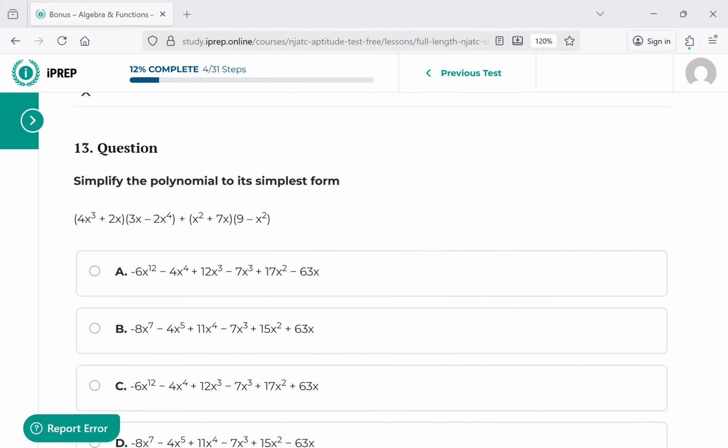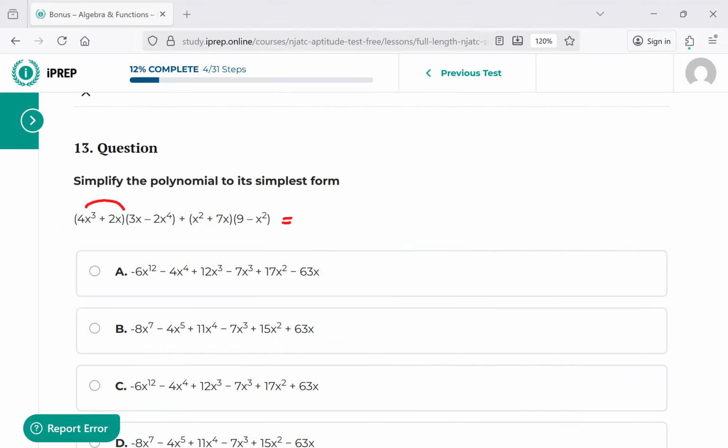What I would always do is, in the parentheses, make sure if you can combine like terms before you FOIL out. So this one, no, this is a 4x, 2x, 3x minus 2x, no, there isn't. So you're just gonna have to FOIL it out and be careful. So let's start here. What's 4x cubed times 3x?